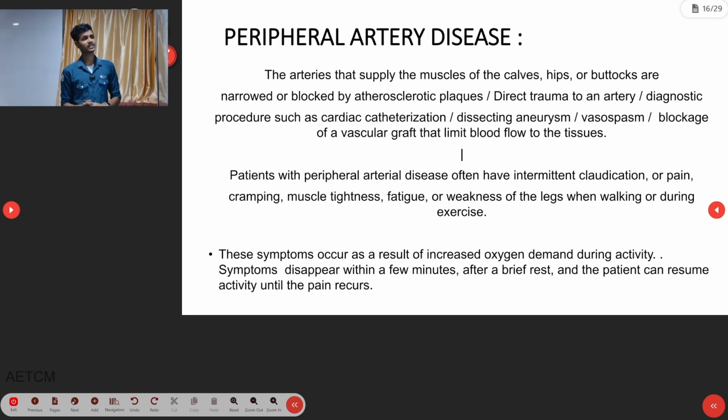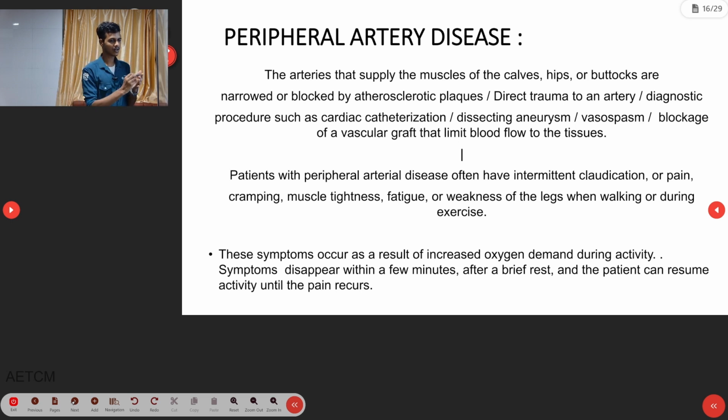Peripheral artery disease follows the same concept: any atherosclerotic block, direct trauma to your arteries, dissecting aneurysm, or vasospasm will block the arterial blood flow to your limbs. So the person will complain of pain or cramping, muscle tightness, fatigue, and weakness at the time of walking or during exercise. The reason behind this is the demand for oxygen.